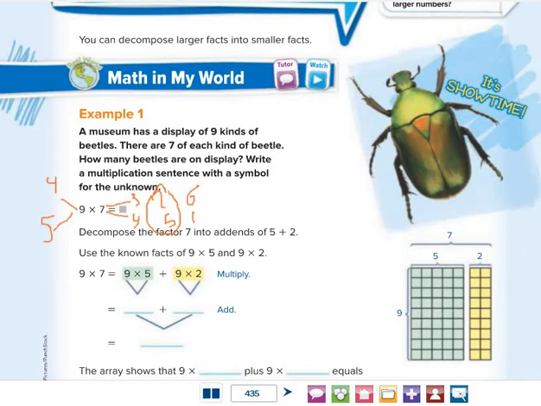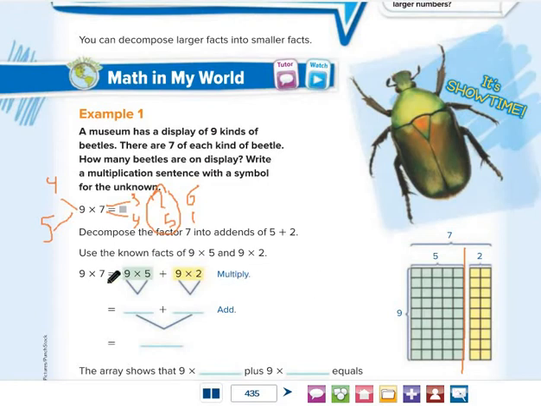Let's see, this is the whole array. Here it is. This is the whole array. We have 9 rows and 7 columns in all. Now we will decompose this array from this point. So now we have a 9 times 5 array and a 9 times 2 array. Now we have two smaller arrays.